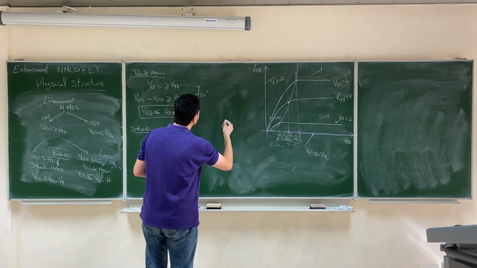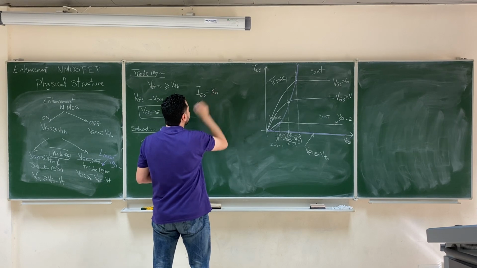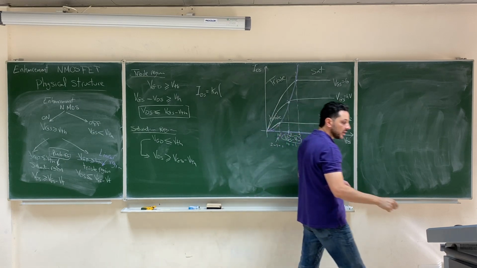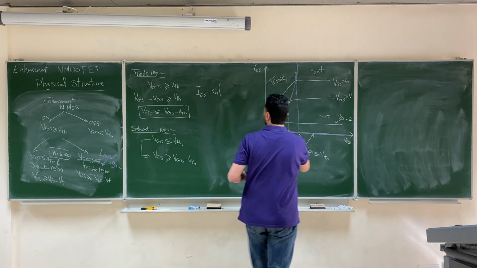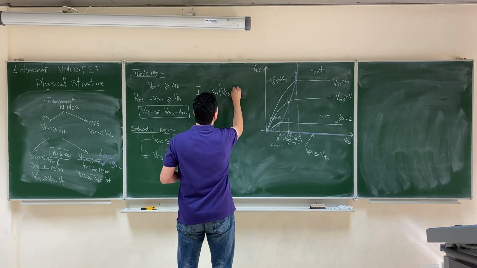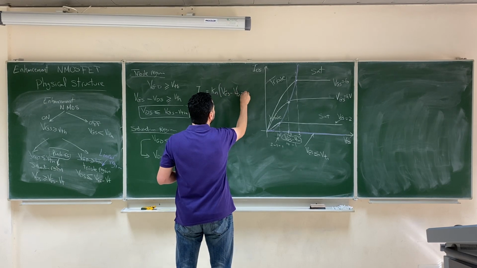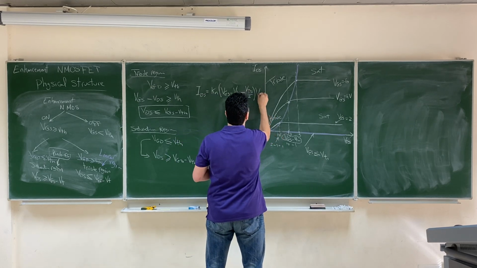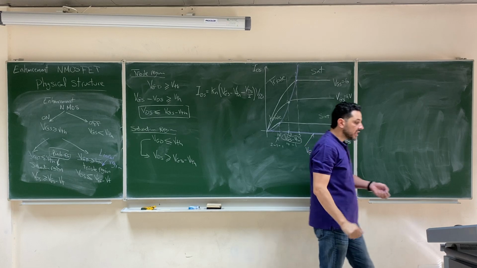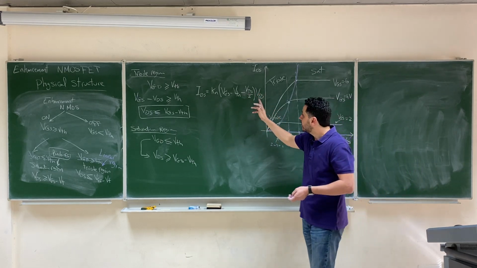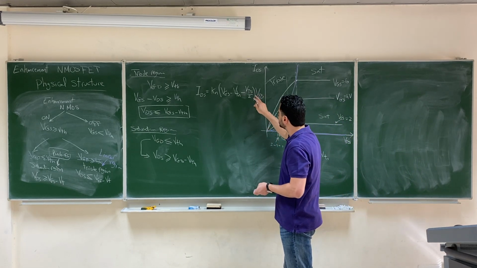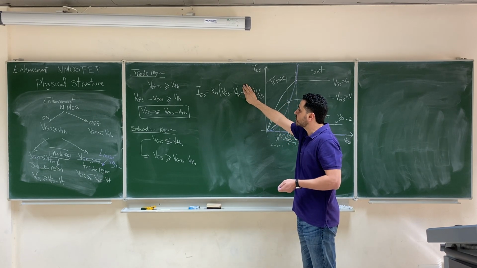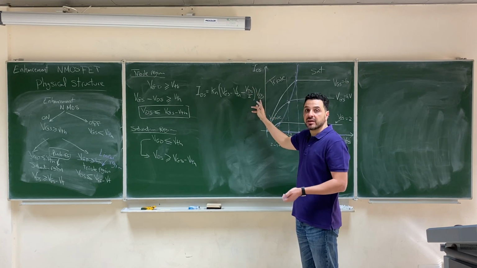So the equation is a constant Kn multiplied by VGS minus V threshold minus VDS over 2, multiplied by VDS. As I said, the equation is quadratic in VDS. However, for small values of VDS, when VDS is very small compared to VGS minus V threshold, you will find that it's approximately linear in VDS.